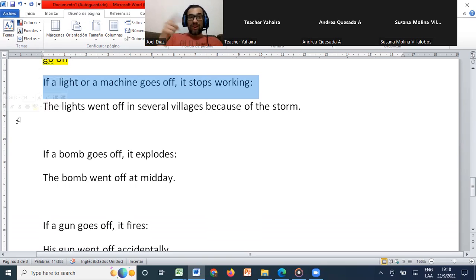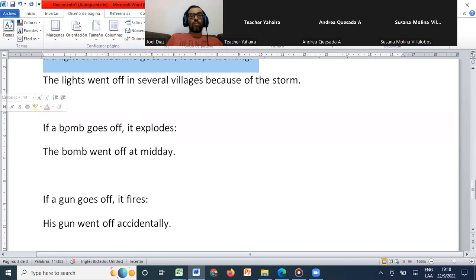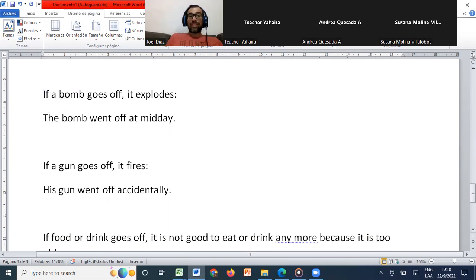But talking about bombs, if a bomb goes off, it explodes also, right? So for example, I can say the bomb went off at midday. That means that it exploded, right? But in this case, it's normally with a bomb, talking about a bomb specifically. Also, if a gun goes off, it fires. Kind of interesting, right? We might think that it's backwards.